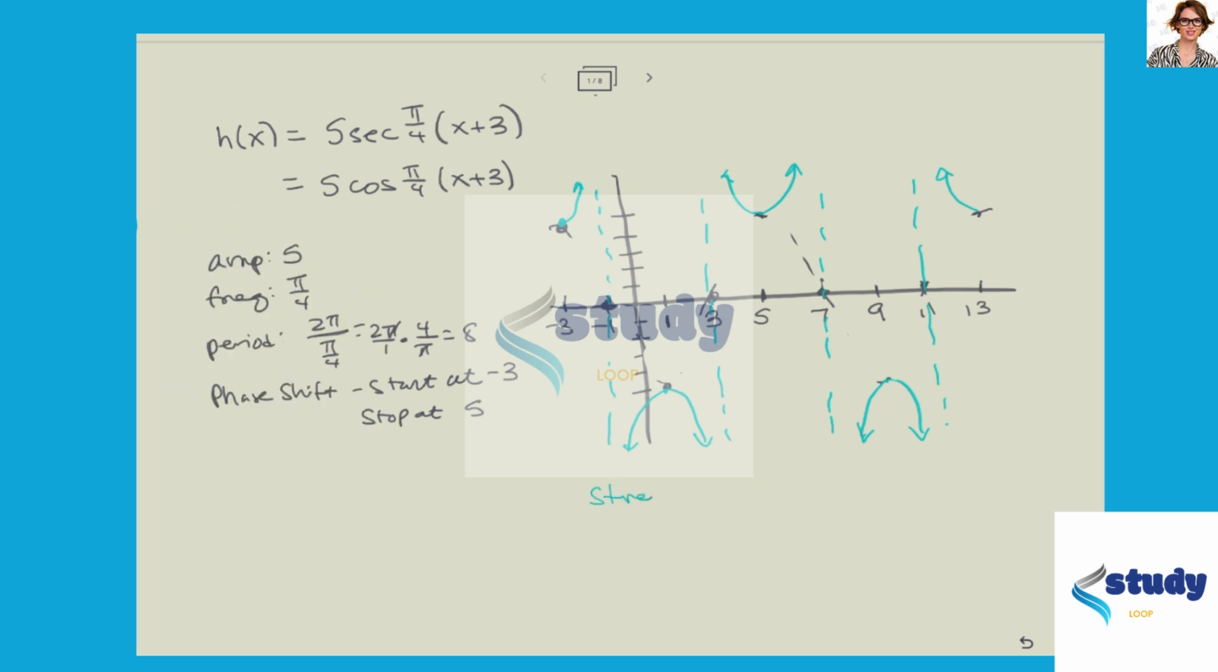Stretching factor. That is 5. And then the period, that's going to be the same as our cosine. That's 8. And the asymptotes, we have vertical asymptotes at x equals -1, x equals 3, x equals 7, and x equals 11.